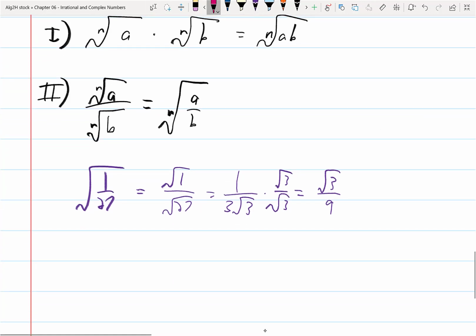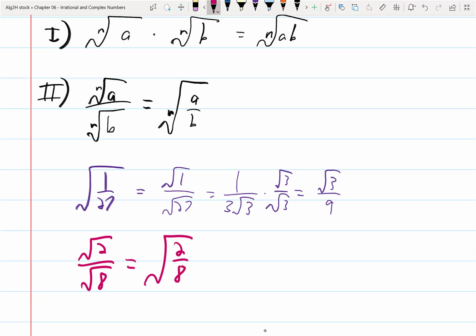Sometimes you may have to go the other way, where I have a radical 2 over a radical 8, and the easiest thing to do is not to rationalize that, it's actually to make it a single radical, radical 2/8, which is radical 1/4, which is 1/2. So at different times you may want to split it up, at different times you may want to bring it together.